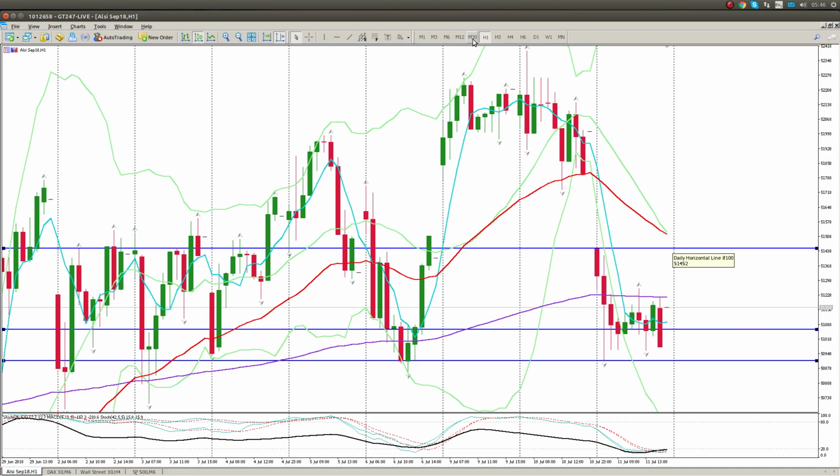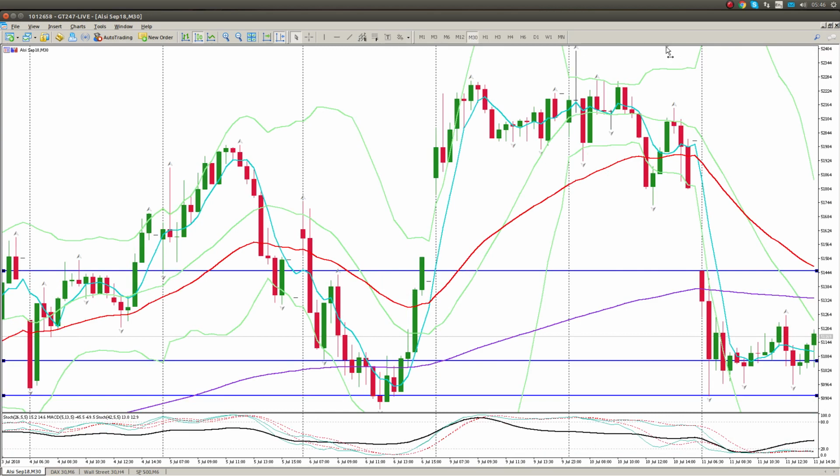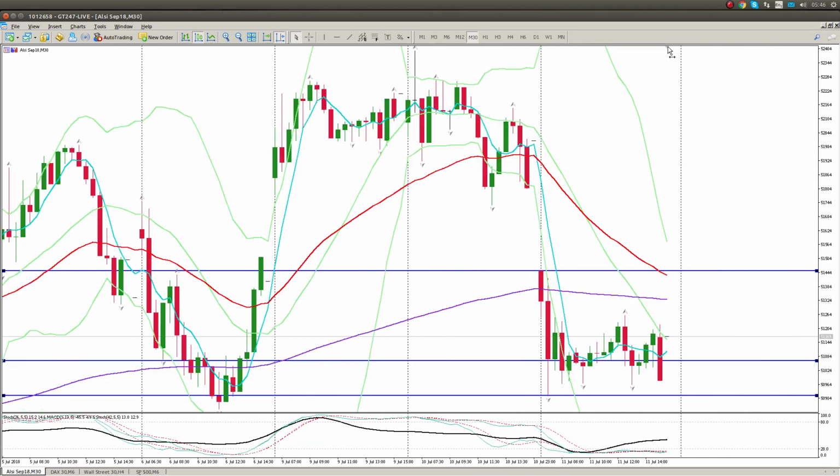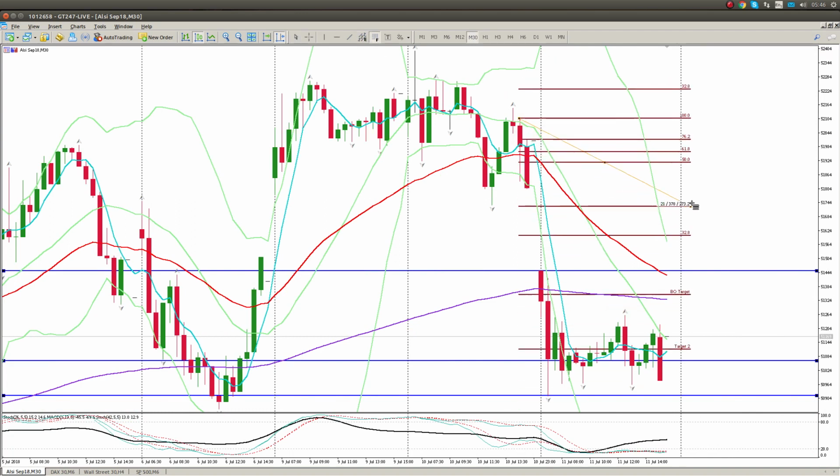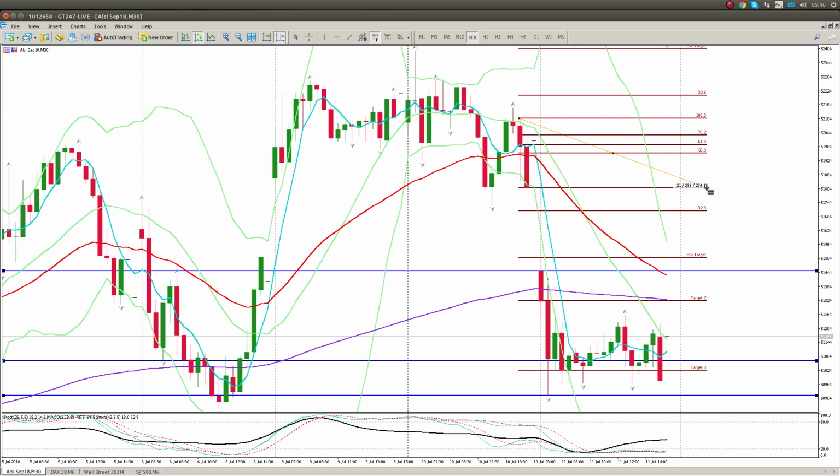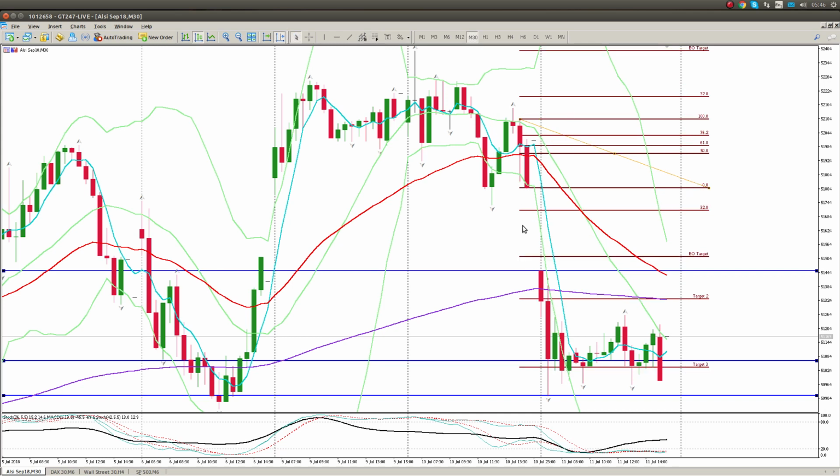Now, if we just drop down to the half-hour quickly, what I want to do is just use the open range breakout strategy. You can see target 2 was profit taking, and target 3 pretty much was where your target was.